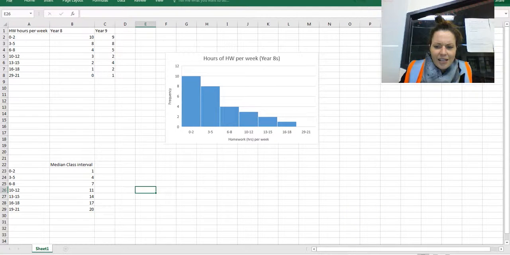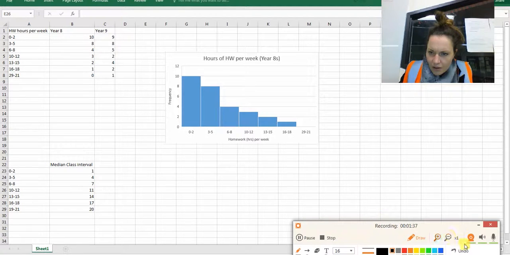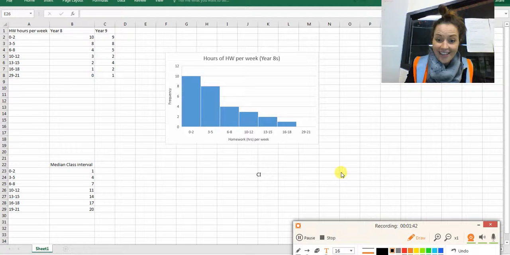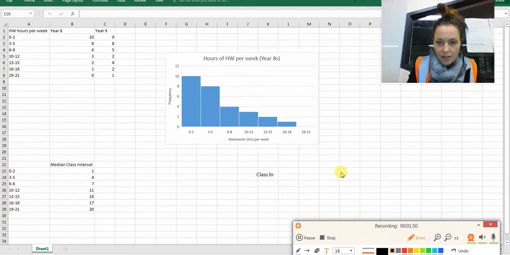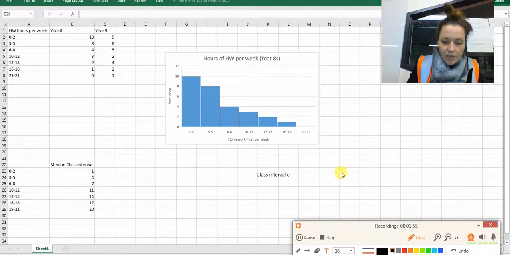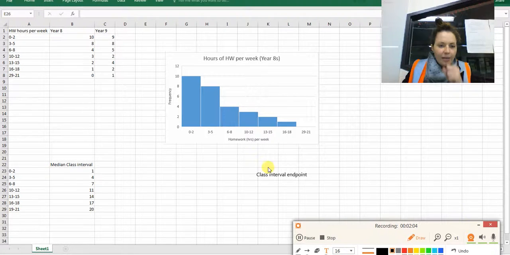But as I said, a class, can I write on here? Technology, hopefully. So class, oh my gosh, it works. Class interval. Class interval endpoint. It's really confusing with that little thing there. Yeah, cool. Can I move that? No, it doesn't do that. All right.